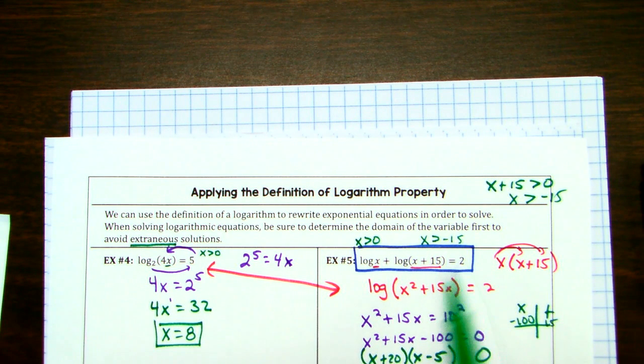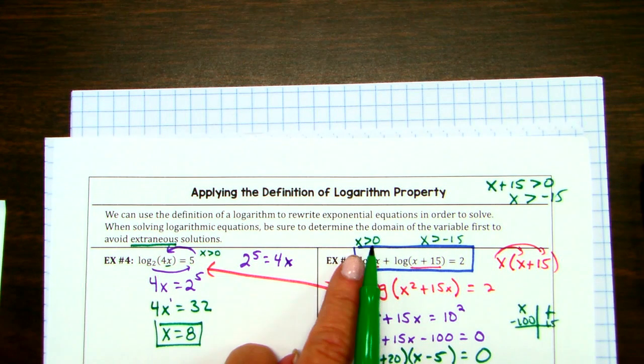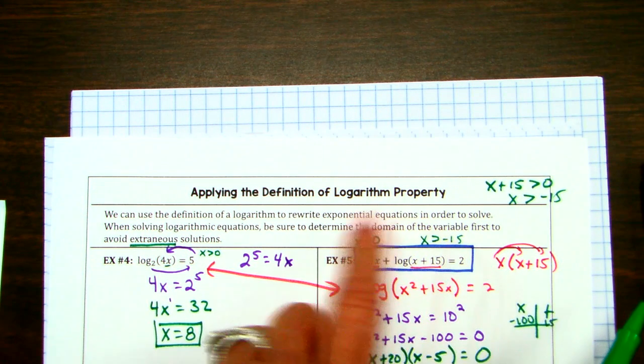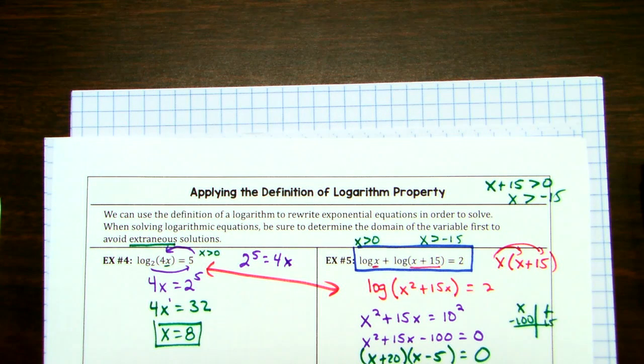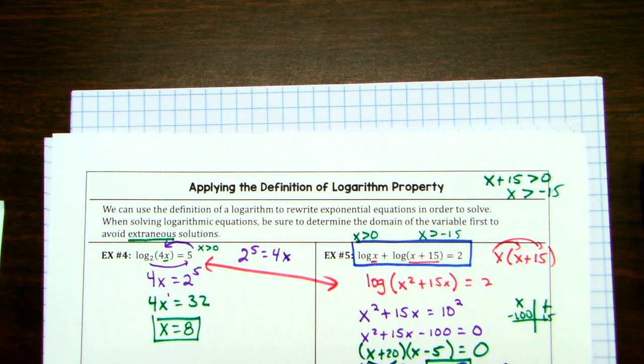So I know all the numbers greater than 0 are covered here, right? So we have to respect both of them. So we can't have any numbers that are less than negative 15. And negative 20 is less than negative 15. So the solution is 5.